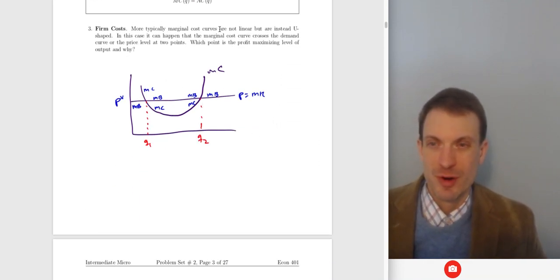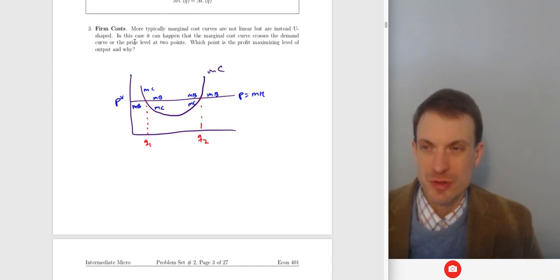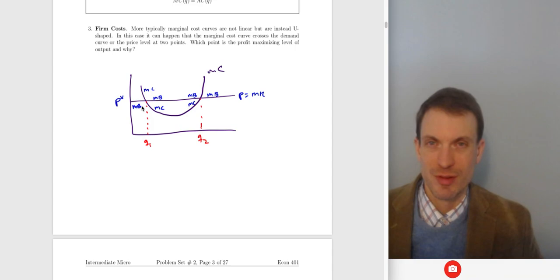More typically, marginal cost curves are not linear, but instead U-shaped. In this case, it can happen that marginal cost crosses marginal revenue, which crosses the demand, at 2 points. What's going to be the profit maximizing level of output and why? So is it going to be Q1 or Q2?